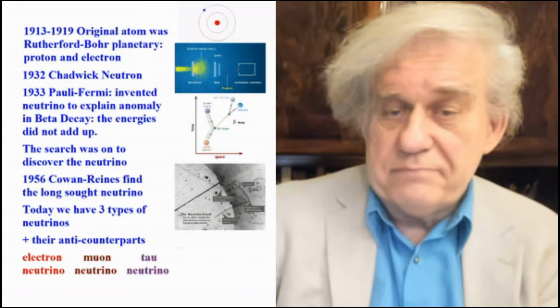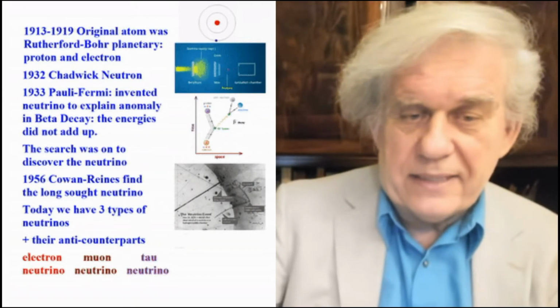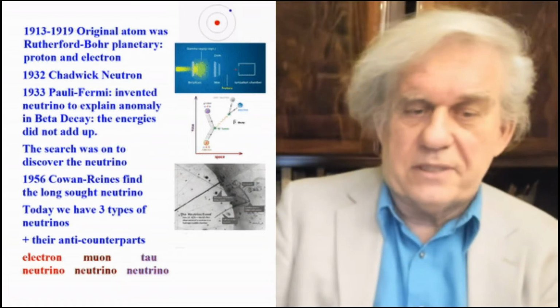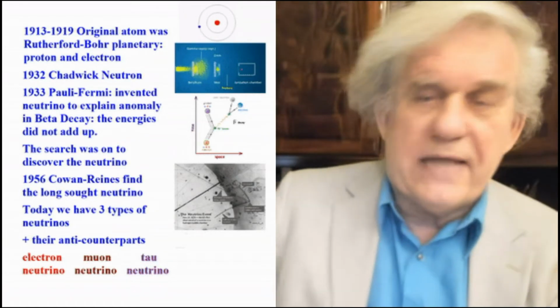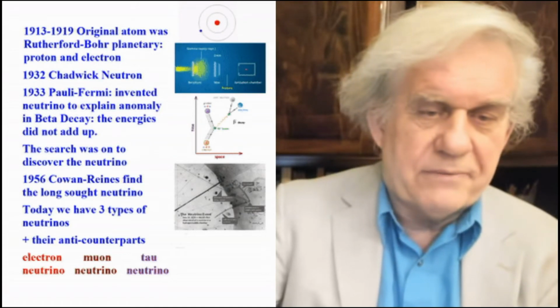So they discovered it eventually. They proved the existence of the neutrino. And they eventually ended up with all these neutrinos, the electron neutrino, the muon neutrino, and the tau neutrino. So they have all these different types of neutrinos, different flavors or whatever you want to call them.